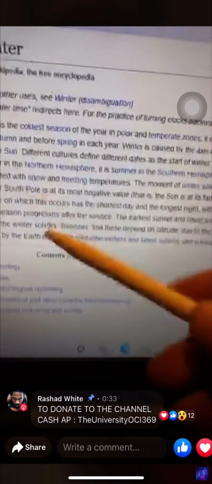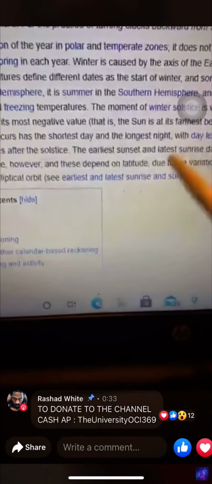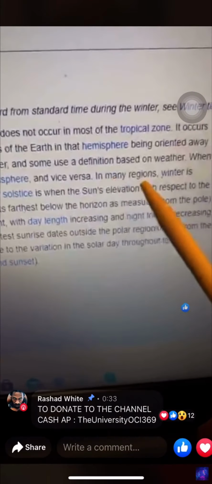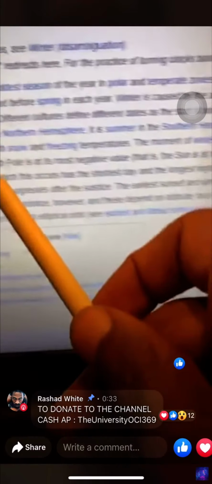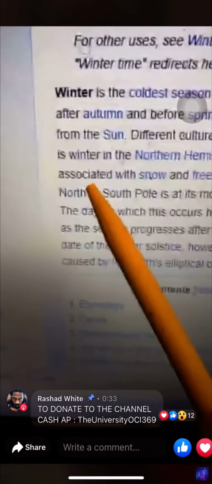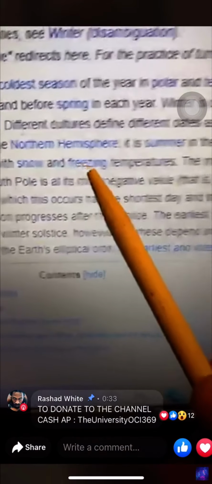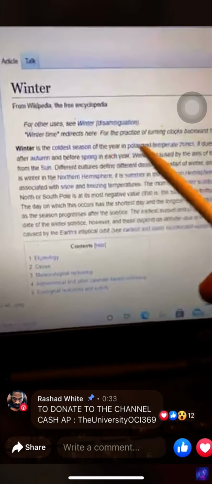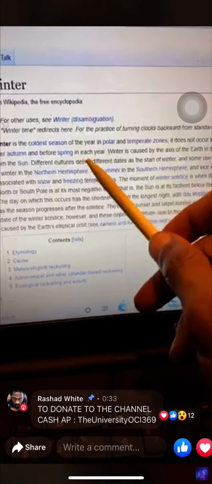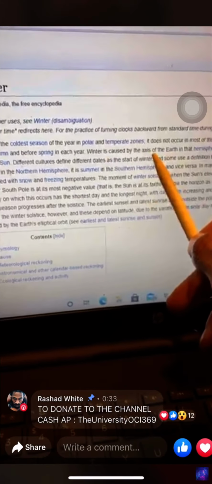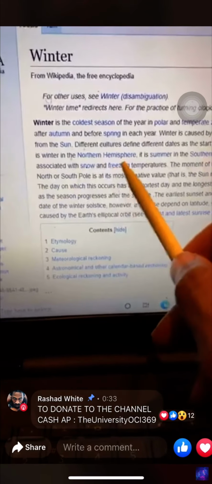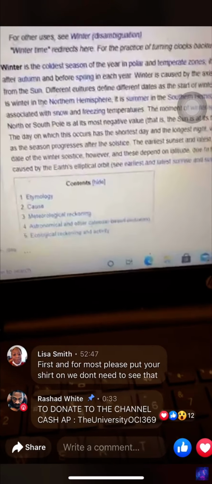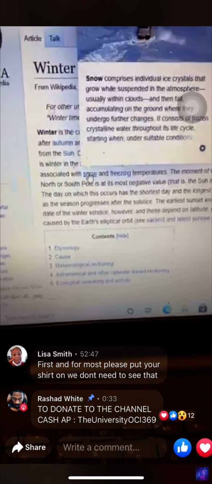All right. Hold on, where it's at? In many regions, winter is associated with snow and freezing temperatures. Okay, because they ain't really give us a lot to work with when they talked about these different cultures and how they define what winter is. But they did give us something to click on with snow and freezing. So if winter is defined by snow and freezing, then let's go find out what snow is.